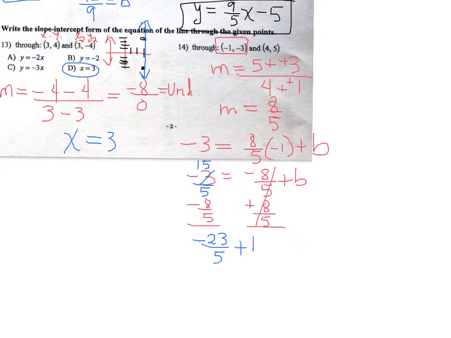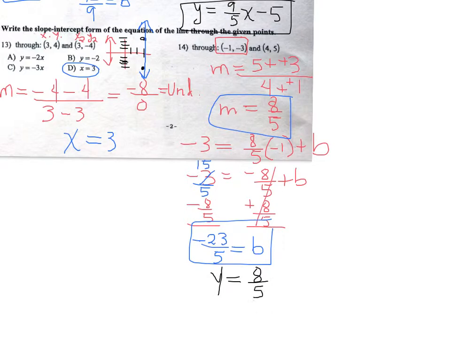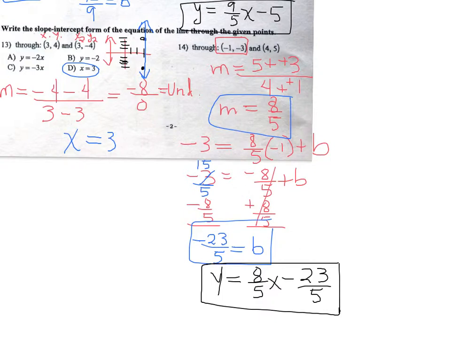Okay, so that is what b is equal to. So I got my b, I got the slope, I got the y-intercept. So the equation is y equals 8 over 5x minus 23 over 5. Do not change the improper fraction into a mixed number. Just leave it like that, okay? Now let's move on to the next page.